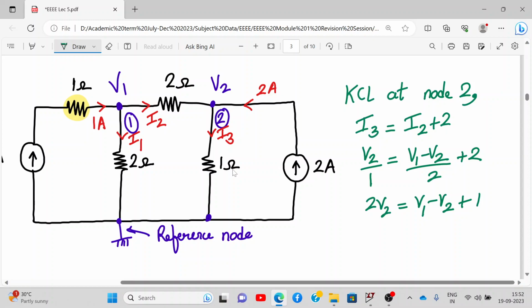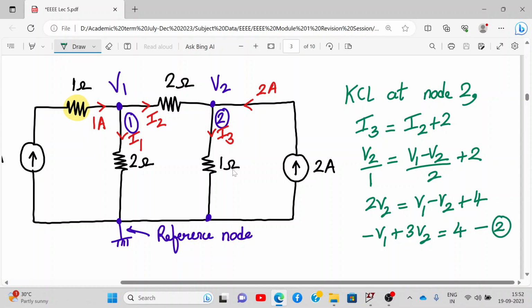All right. So here we have multiplied by 2 this side. This is actually 4 because we have cross multiplied. So we have multiplied throughout left hand side and right hand side by 2. So we have 2v1 is equal to v1 minus v2 plus 4. So we get minus v1 plus 3v2 is equal to 4. This is our equation number 2.